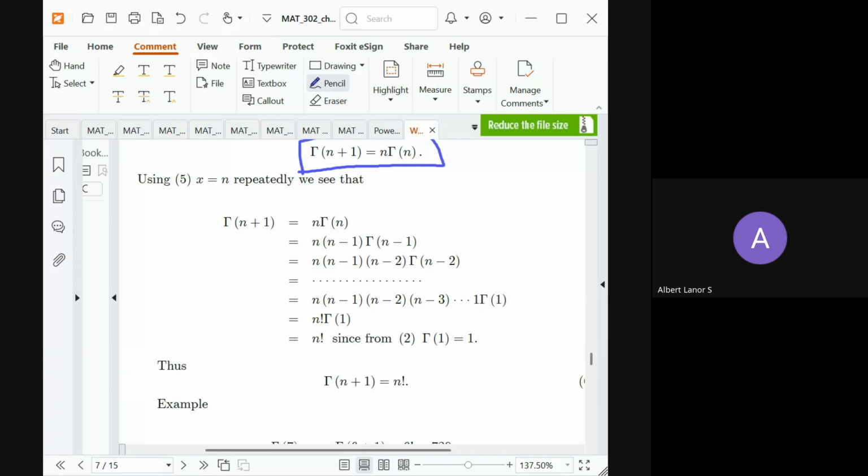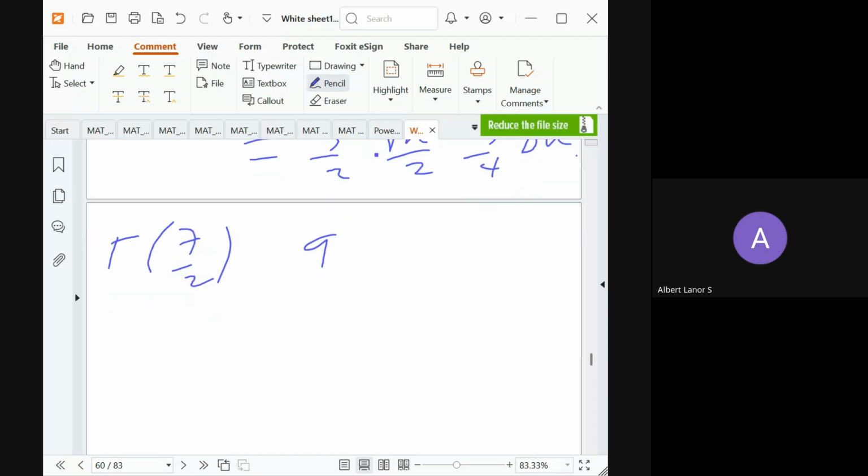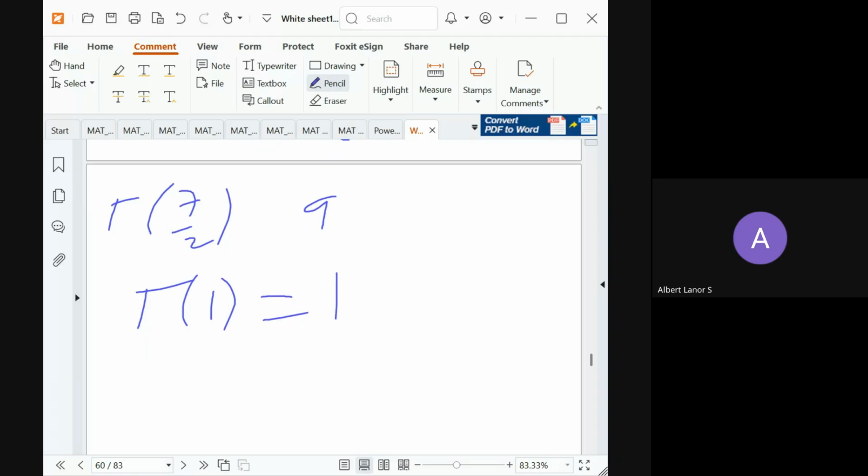So let's see here. We know that gamma of 1 is 1. Now, if you want gamma of 2, it will be equal to 2 times gamma of 1, which is equal to 2 times 1, which is equal to 2.